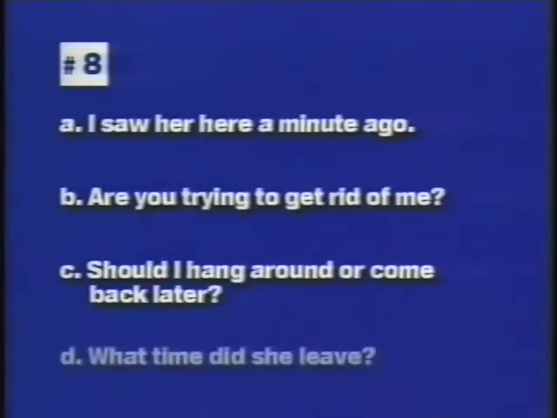How long will she be away from her desk? Question 8. A. I saw her here a minute ago. B. Are you trying to get rid of me? C. Should I hang around or come back later? D. What time did she leave?